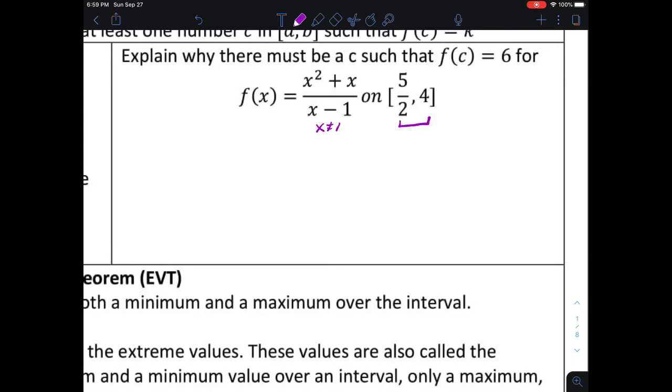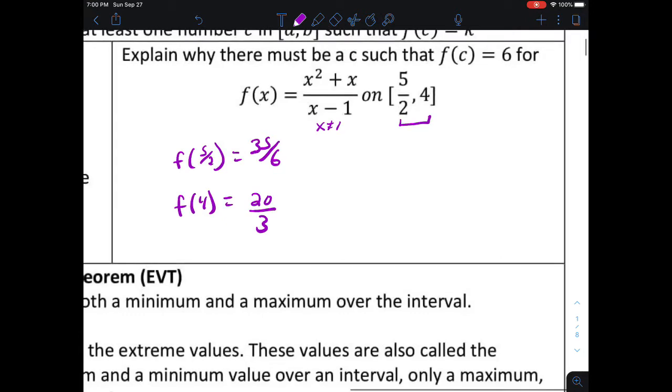Since I'm continuous there, what I need to do is figure out what the y values are at those two x values. So what is f of 5/2 and what is f of 4? We get the y values for those two x values on the endpoints of the interval. F of 5/2 is 35/6. F of 4 is 20/3.